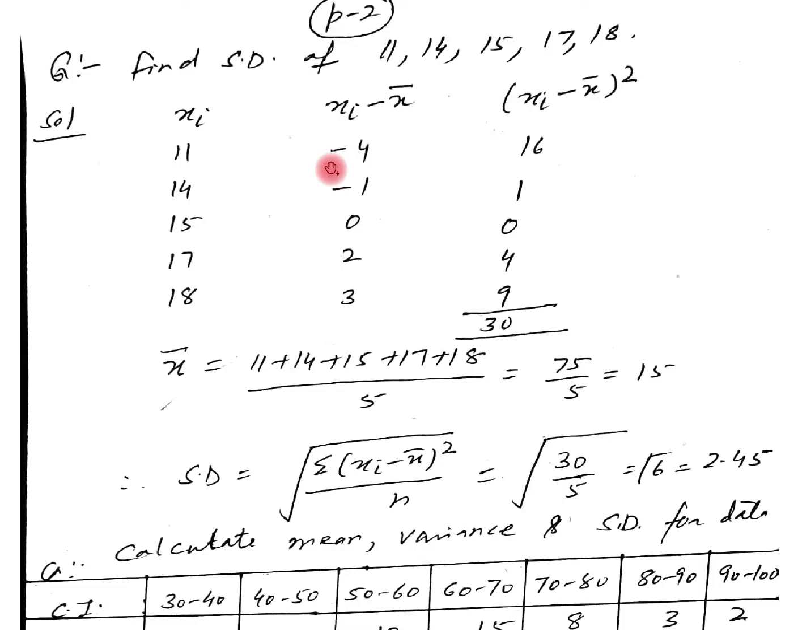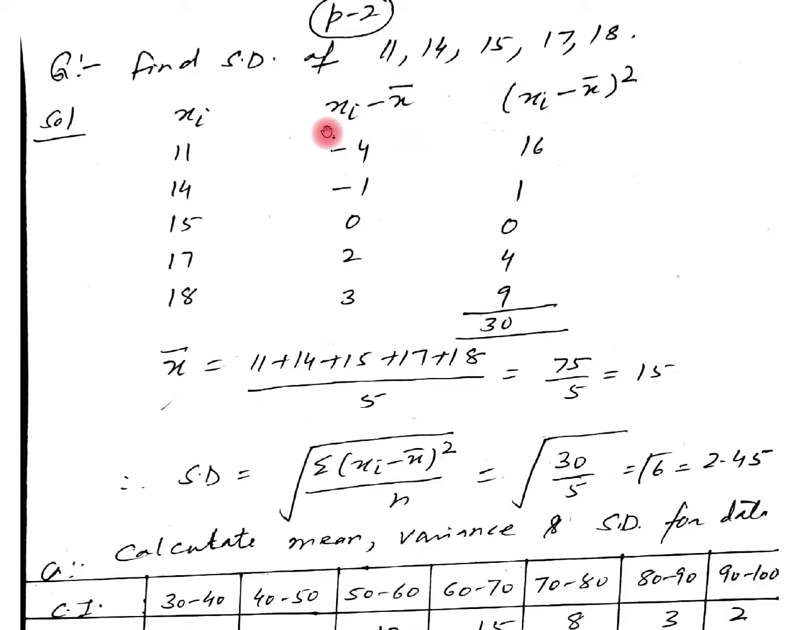Now here, page 2. Find the standard deviation of this ungrouped data. First page 1, then page 2 you have to see. Now find the standard deviation of this data. The data is ungrouped. Xi is given here. Now the standard deviation for what?